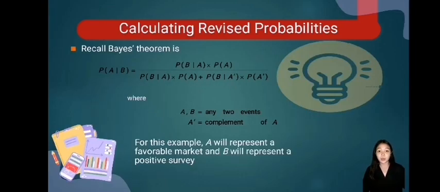In calculating revised probability, we can use the formula of Bayes' theorem, which is the probability of A given B equals the probability of B given A multiplied by the probability of A, all over the probability of B given A multiplied by the probability of A, plus the probability of B given the complement of A multiplied by the probability of the complement of A, where A represents a favorable market and B represents a positive survey.